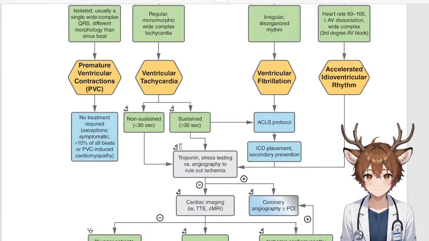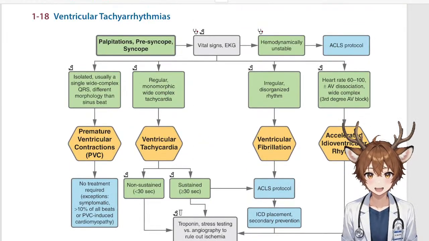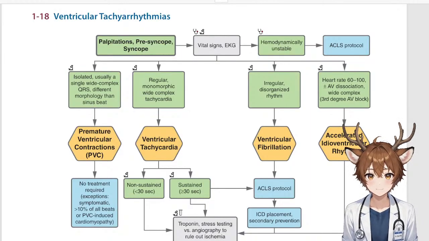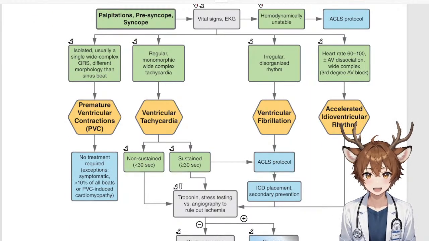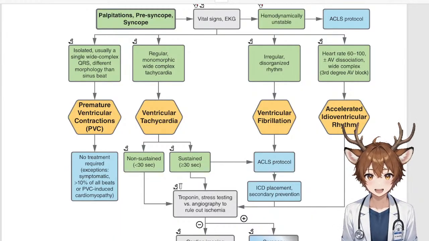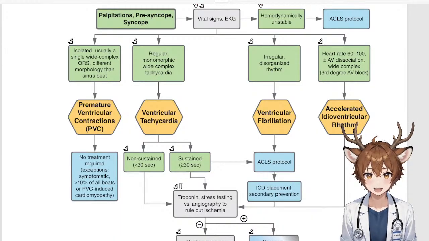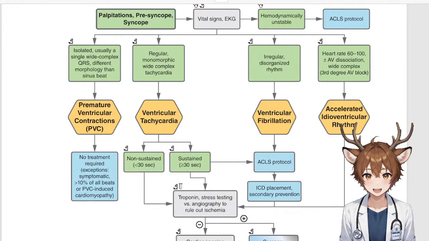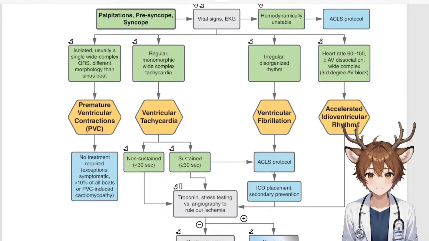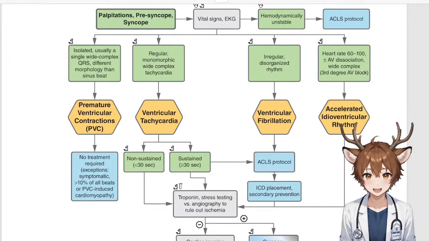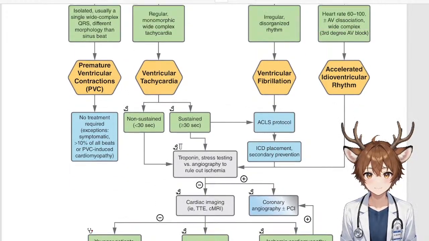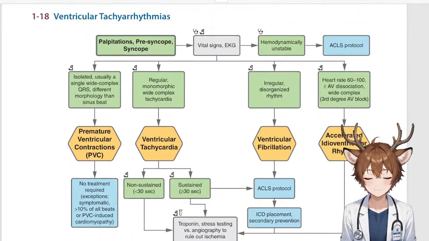Okay, but let's say, for example, we have a ventricular tachycardia. Again, that's a regular monomorphic wide complex tachycardia. What do we think? If it's non-sustained, less than 30 seconds, or if it's sustained, 30 seconds or more, then you do troponin, stress test versus angiography to rule out ischemia. Also, if it's 30 seconds or more, then you also follow the ACLS protocol, in which case you do ICD placement, secondary prevention, and it goes back to troponin, stress testing versus angiography to rule out ischemia. We'll go into that a little bit later and what that means.